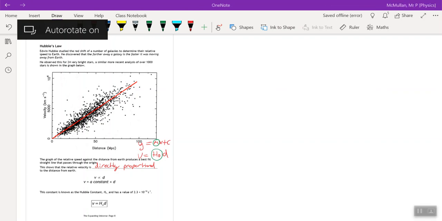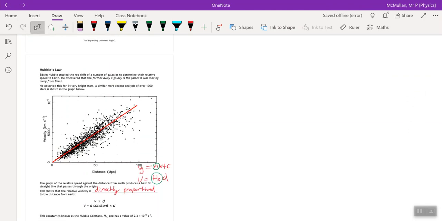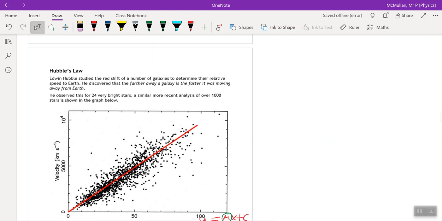So hopefully you've been able to watch the videos about Hubble's law, as we'll now go through the school notes to fill in the blanks and to explain what the notes are actually telling us. Hubble's law was discovered by Edwin Hubble. He studied the redshift of a number of galaxies to determine their relative speed to Earth. He discovered the farther away a galaxy is, the faster it was moving away from Earth.